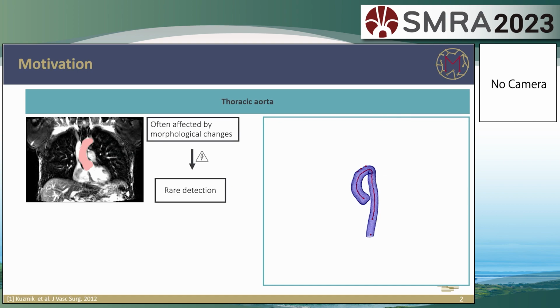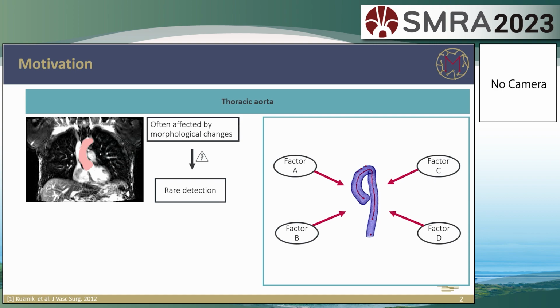So this work is motivated by the problem that changes of the thoracic aorta often remain undetected and therefore may lead to life-threatening risks such as aneurysms, as we all know. And we want to find out now which factors actually causally influence the shape of the thoracic aorta.